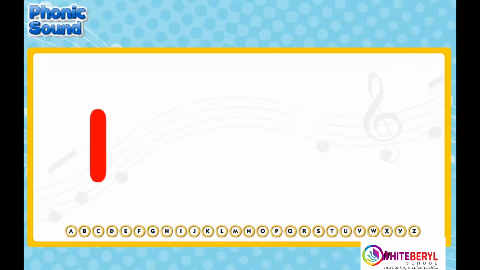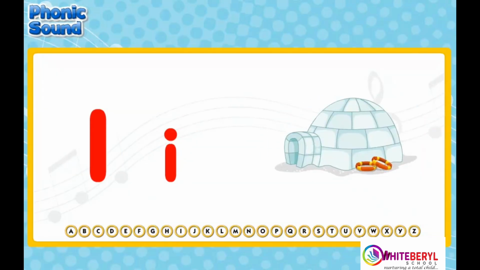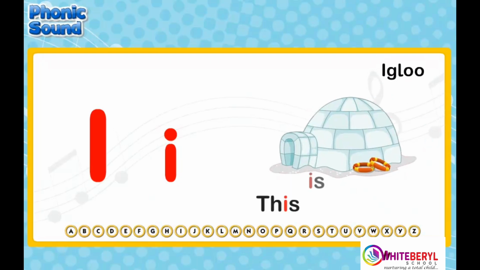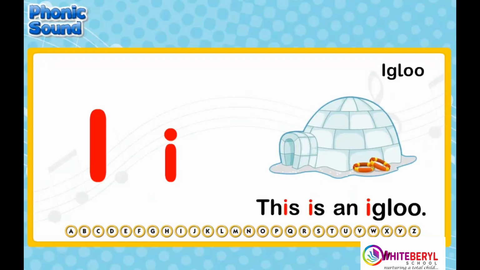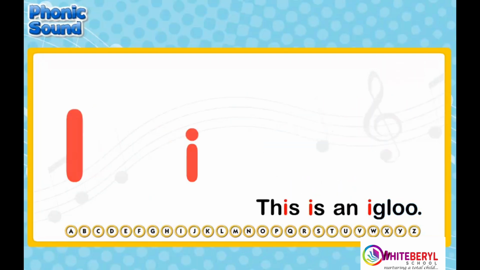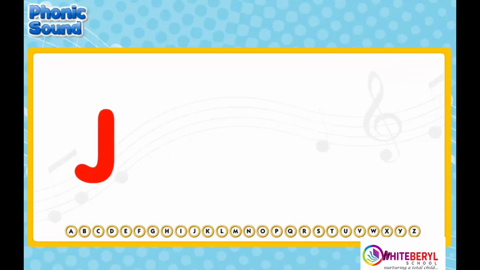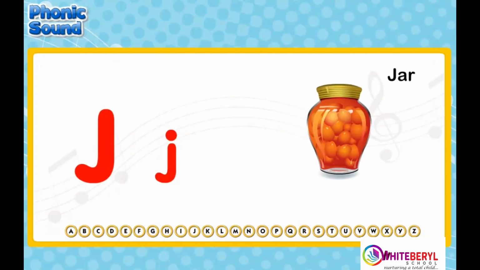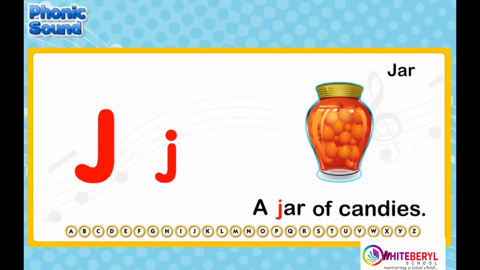I, i, i. Igloo. This is an igloo. J, j, j. Jar. A jar of candies.